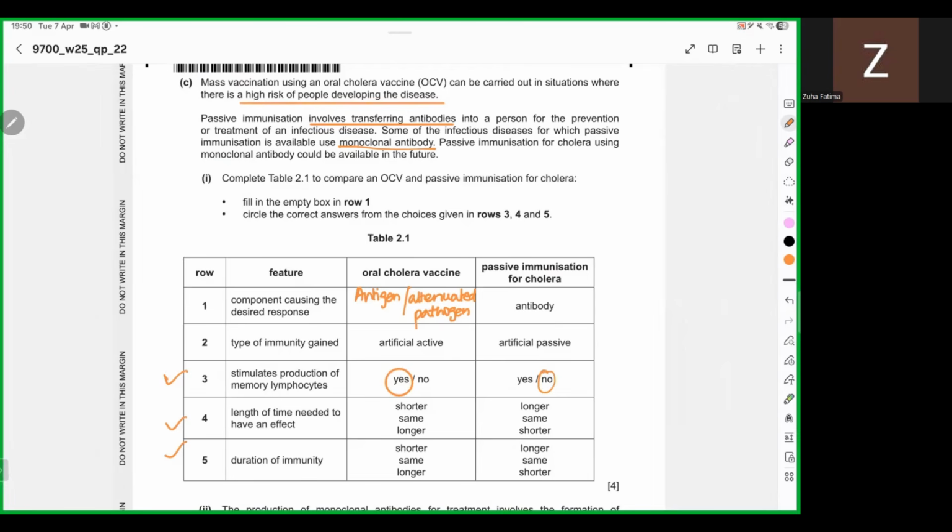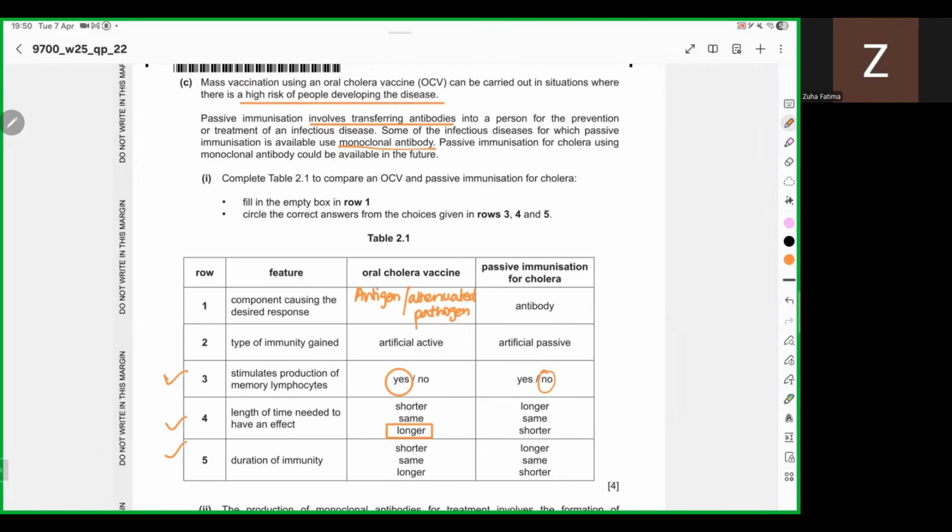Length of time needed to have an effect. With a vaccine, when we introduce a pathogen in the body, it takes time for the antibodies and the memory cells to form, because first we have an innate immune response, which is basically phagocytosis, and then we move towards the adaptive immune response, which includes your humoral immune response, which we call the antibody-mediated immune response. So it takes longer.